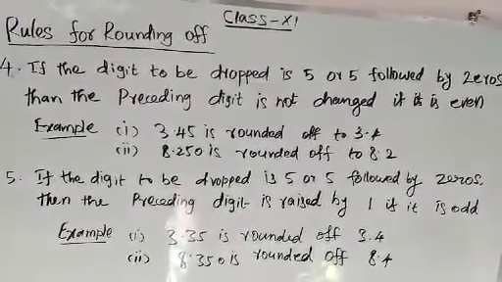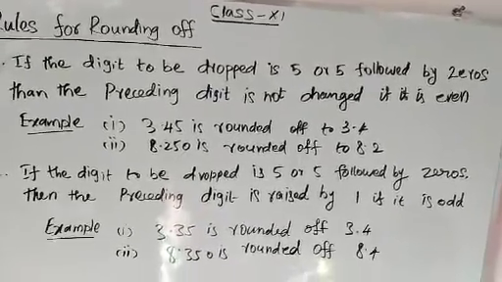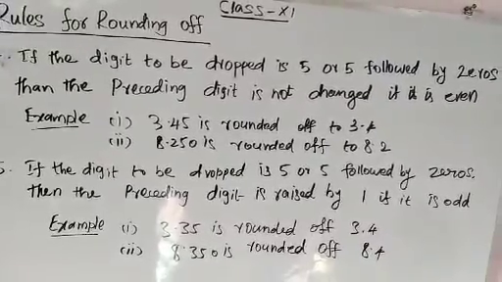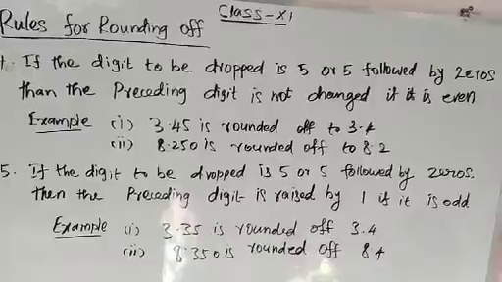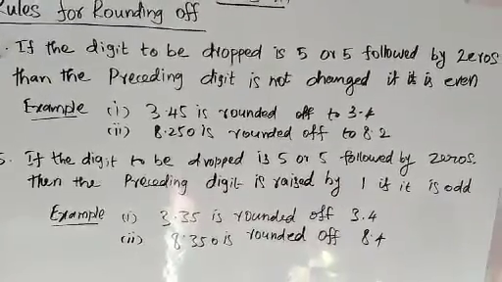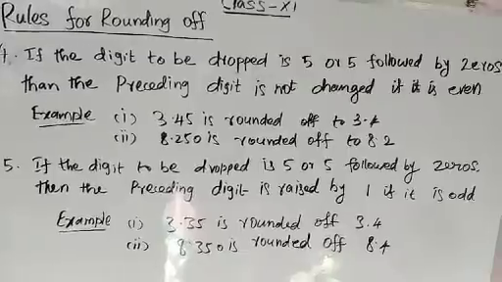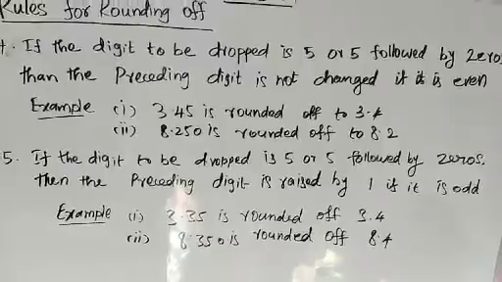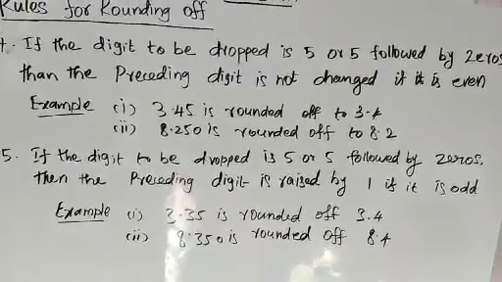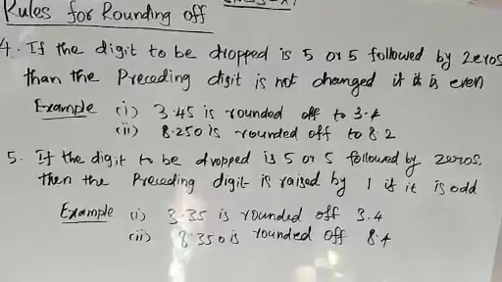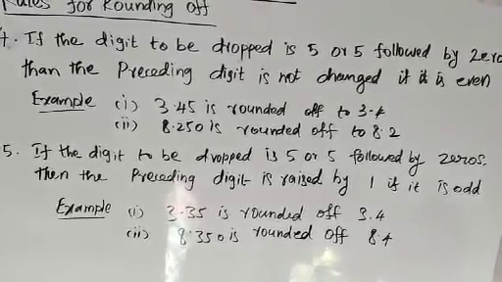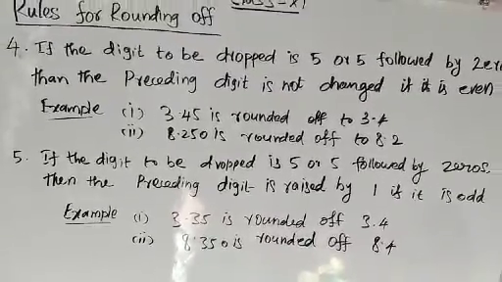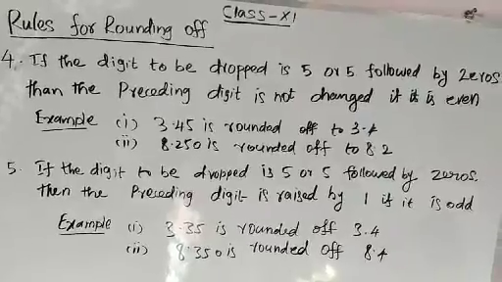Point 5: if the digit to be dropped is 5 or 5 followed by zeros, then the preceding digit is raised by 1 if it is odd. Example, 3.35, the last digit is 5, but before it the digit is odd, so rounded off 3.4. One more example, 8.350, the last digit 5 followed by 0, before the 5 it has an odd number, so the rounded off value is 8.4. So these are the rules for rounding off.